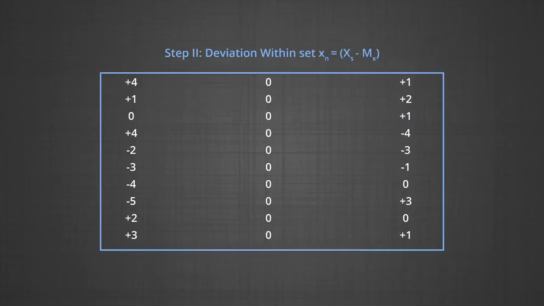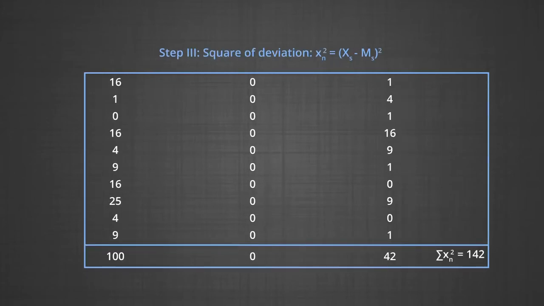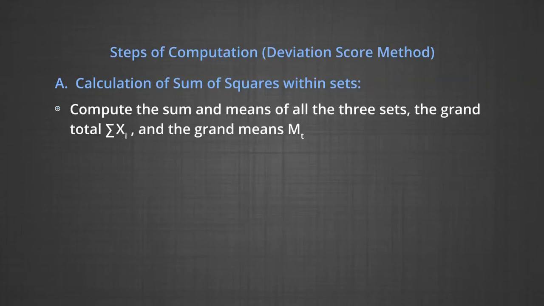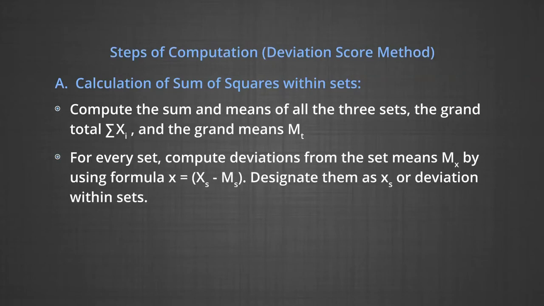In the second section, we have taken the deviations within sets. And then in the third section of the table, we have squares of the deviations within sets. Dear students, now in very specific words, I'm going to tell you these steps. We compute the sum of squares within sets. Compute the sums and means of all the three sets, the grand total, sigma x, and the grand mean, Mt. For every set, compute deviations from the set mean, Ms, by using the formula small x is equal to X minus Ms. Designate them as xs, or deviation within sets.